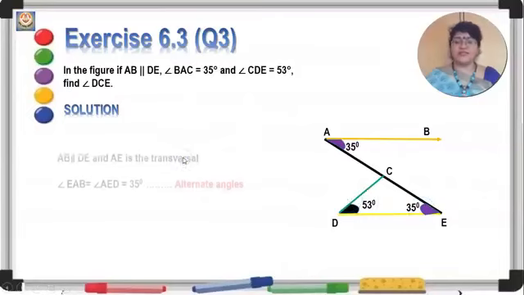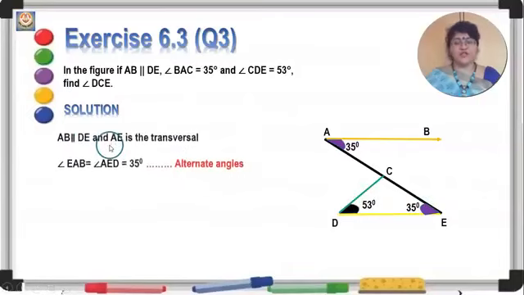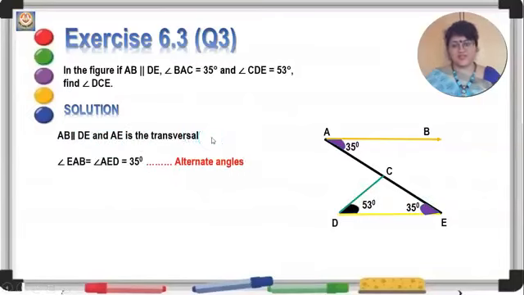So make a note of it. AB is parallel to DE and AE is the transversal. Write down the pair of alternate angles in this. And you know that alternate angles will be congruent. So you get this angle as 35 degree. Okay. And what is the next step?